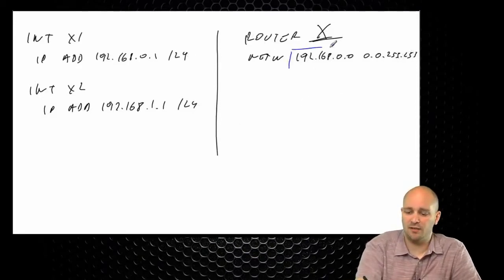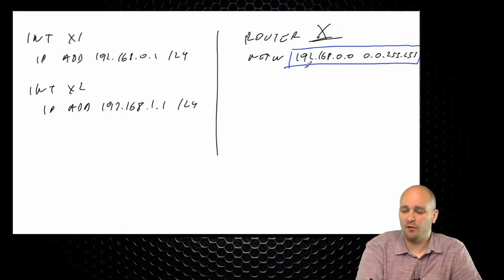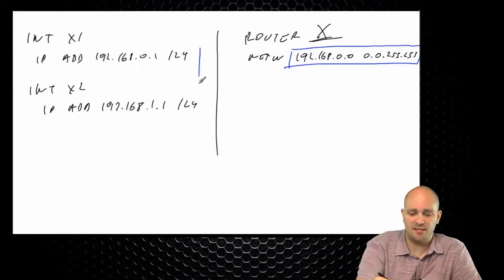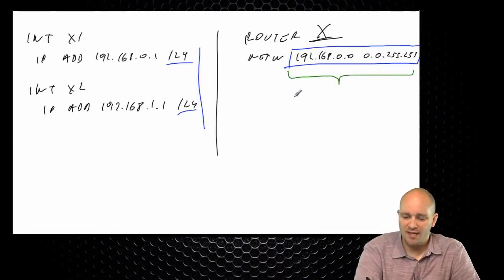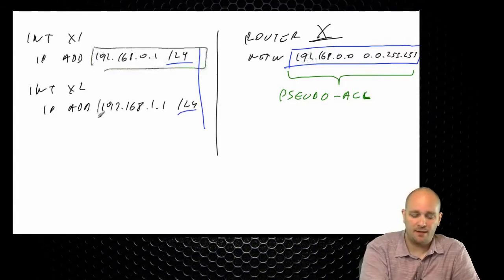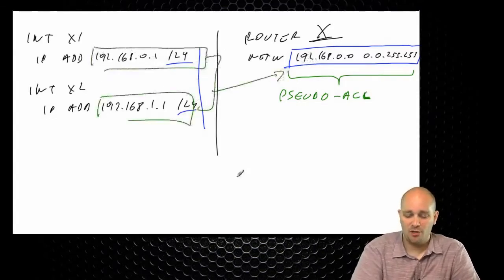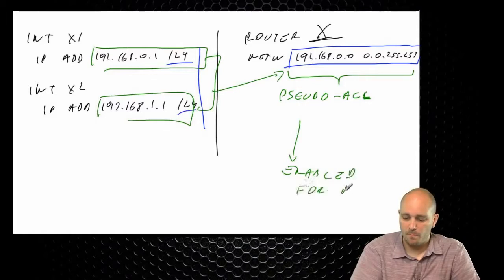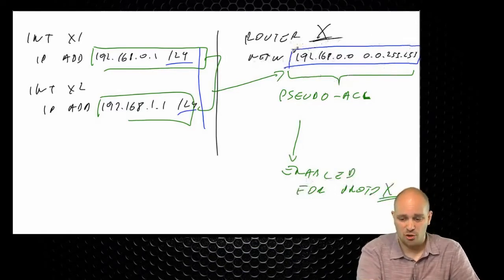Now, if we take a look at this statement here and think of it as, okay, I need to find the interface that matches this exactly, none of these interfaces will actually match because these are both /24s. Now, this is not how network statement works. What network statement does is actually it creates what I like to call the pseudo access list. So think of this statement here as if it was an access list. Now, all the interfaces that have an IP address that matches this access list here will actually be enabled for protocol X. So this statement here that comes after the network keyword is actually an access list.